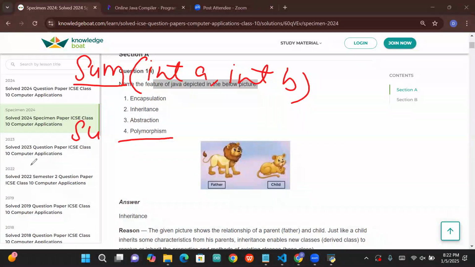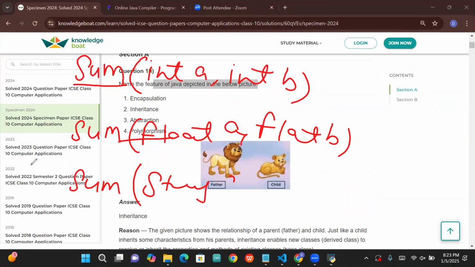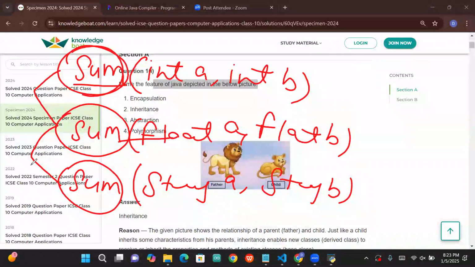Then by using this sum function only, you are adding two floats also, float A, float B. By using this sum function only, you are adding two strings also, string A, string B. So you are having one function only, sum. You are using this function in a different way. Means this sum function is having different forms.